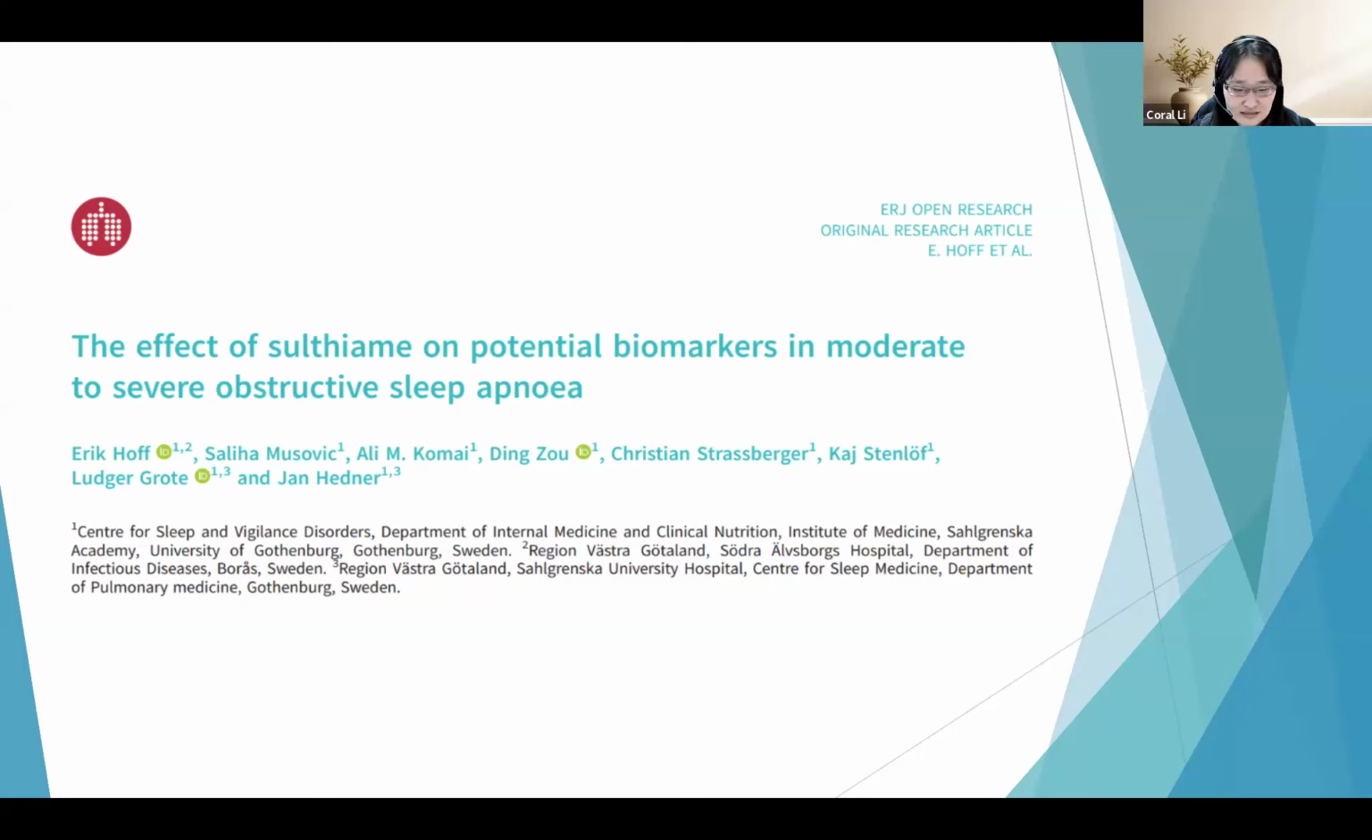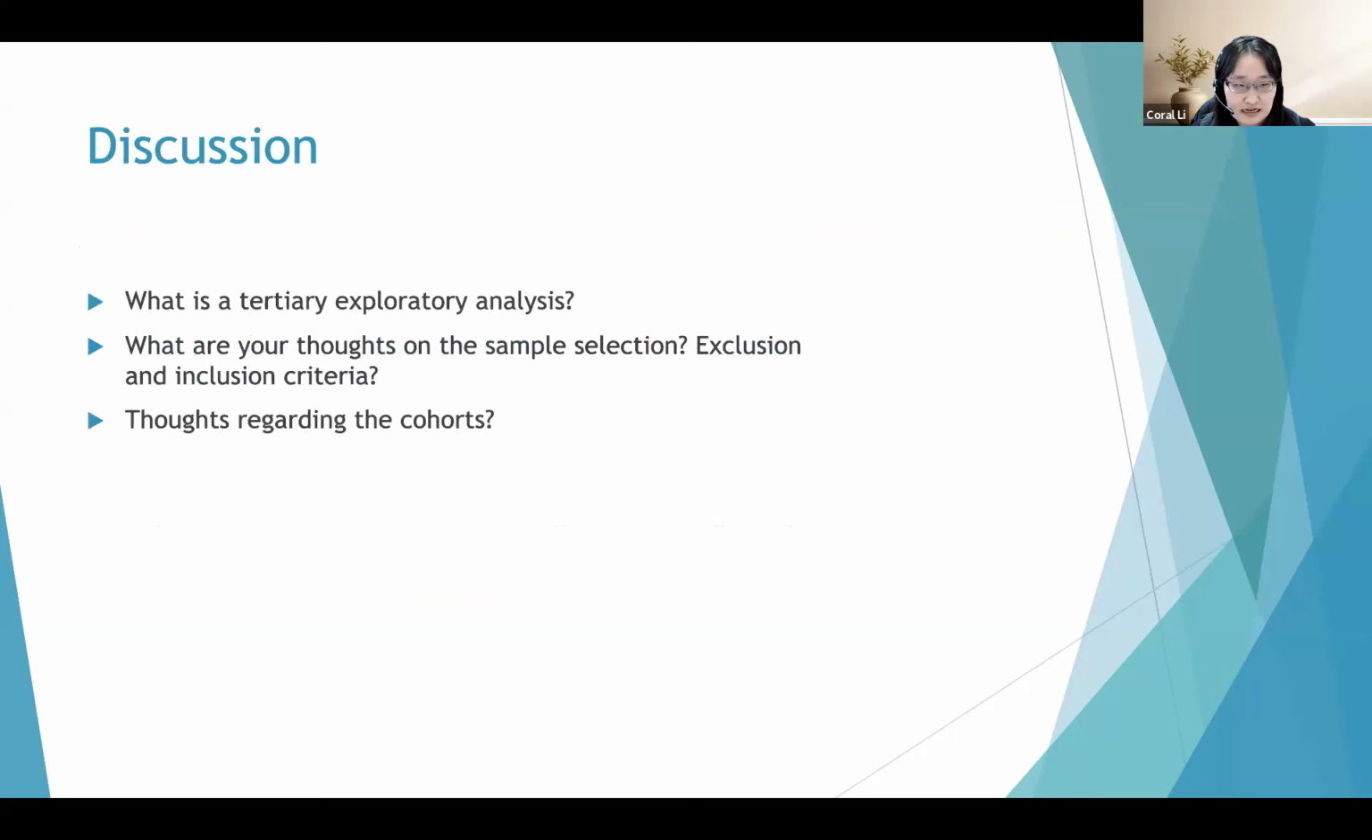So with this sample of a subtype from the original study, what is exactly a tertiary exploratory analysis? I think it's used to create new hypotheses, but I don't remember exactly. Yeah, exactly. Thanks, Summer.